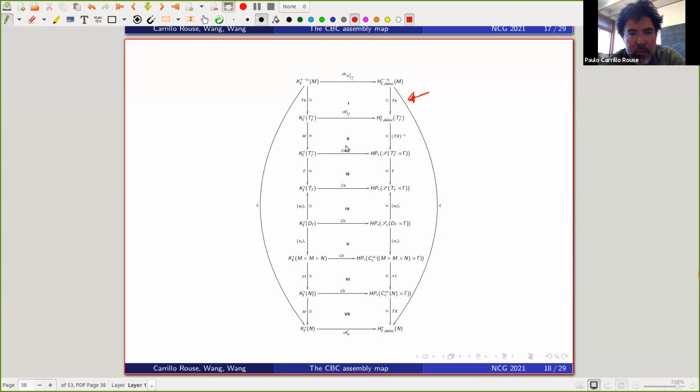But then, for example, diagram two here is just by definition of Tu-Xu, and diagrams three to five are just the naturality of the Connes-Chern character with respect to morphisms of algebras. And then, well, there's a maybe non-trivial part, but it's not difficult, that it is compatible with the Morita equivalence. And then this is just by definition. So it's not so difficult to prove this kind of diagram problems once you have the right groupoids and a right geometric description, I would say, of the push forward maps.